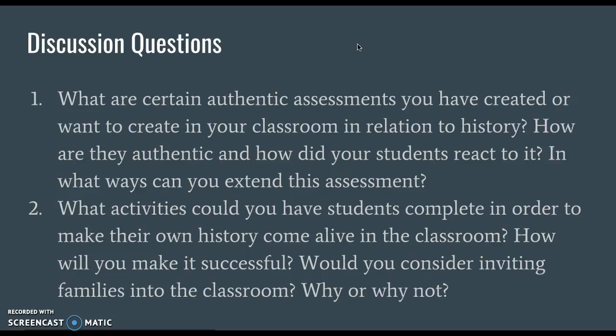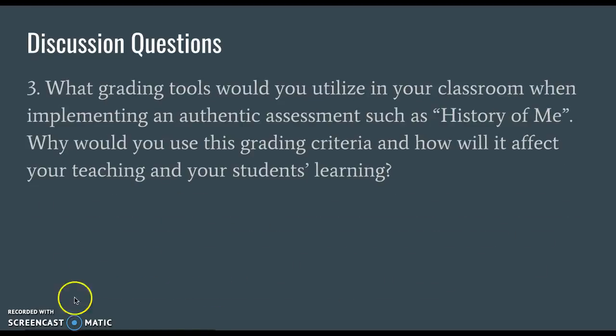Okay, so now that we've gone through both of the chapters, I've created three discussion questions. This first one focuses on authentic assessment and history in the classroom. This one focuses on what activities you could have students complete in order to make their own history come alive in the classroom. Have you ever assigned something like this in your classroom, and how did it turn out? And the third question: what grading tools would you utilize in your classroom when implementing an authentic assessment such as History of Me? Besides a numerical scale, would you use a rubric? Would you use other assessment tools? That's something we would all want to know.